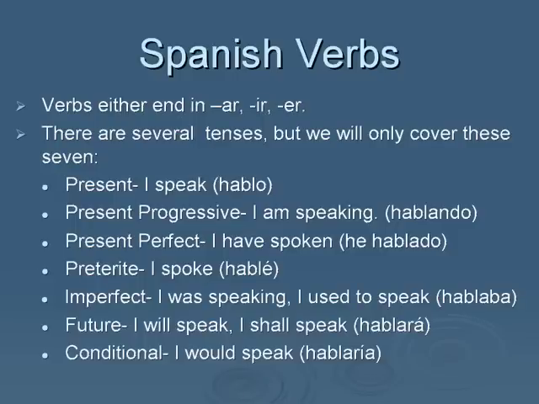The present tense, I speak, yo hablo. The present progressive, I'm speaking, estoy hablando. The present perfect, I've spoken, he hablado. The preterite, I spoke, yo hablé. The imperfect, I was speaking or I used to speak, yo hablaba. The future, I will speak or I shall speak, yo hablaré. And the conditional, I would speak, yo hablaría.